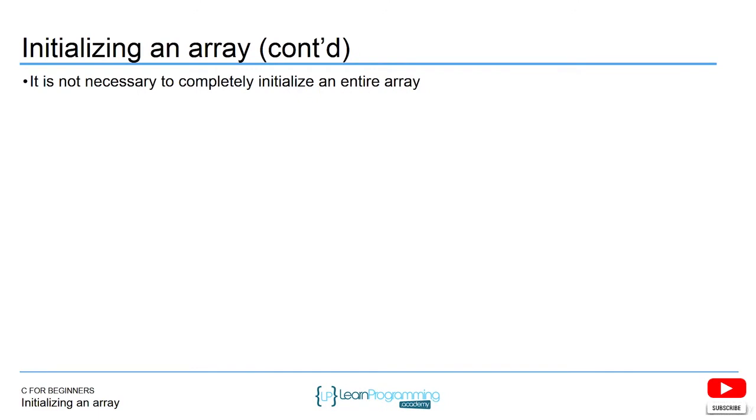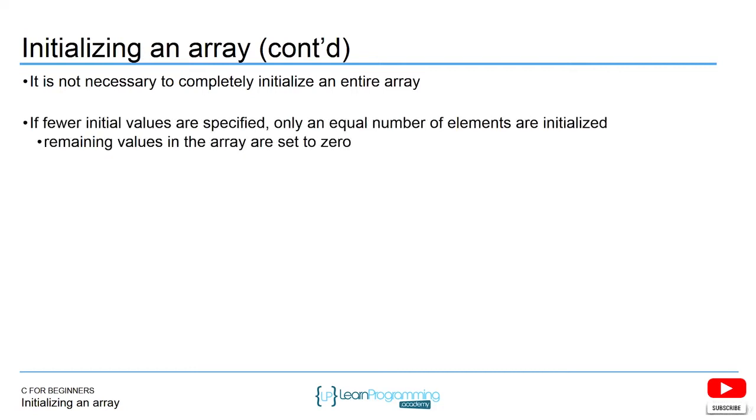It's also not necessary to completely initialize the entire array. So in those 2 previous examples, we initialized all 5 elements of an array of size 5. Well, what if you only want to initialize some of the values? If you provide initial values that are not equal to the size of the array, then the remaining values are set to 0.